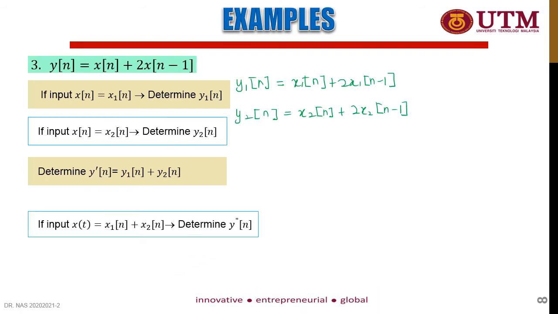The third one, add them up. So y prime[n] equals y1 plus y2. So x1[n] plus 2x1[n minus 1], this is y1, plus y2, which is x2[n] plus 2x2[n minus 1]. So this is your y prime[n].